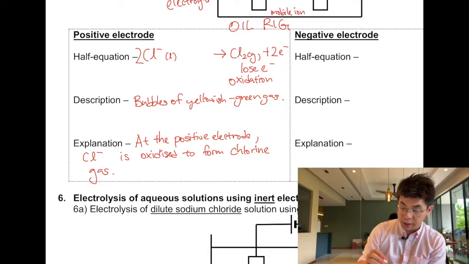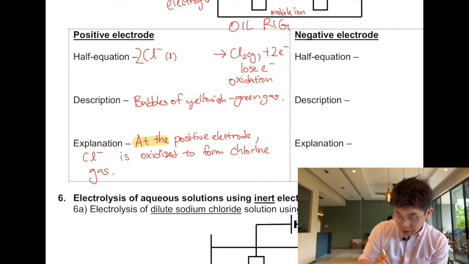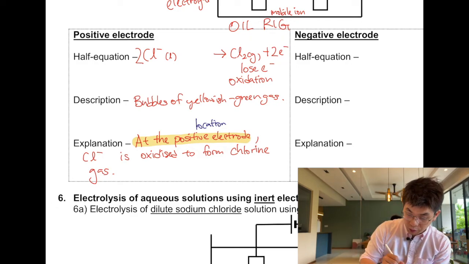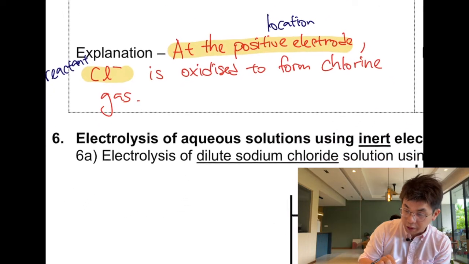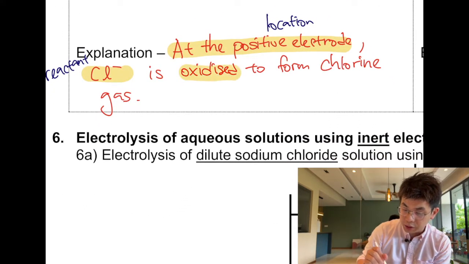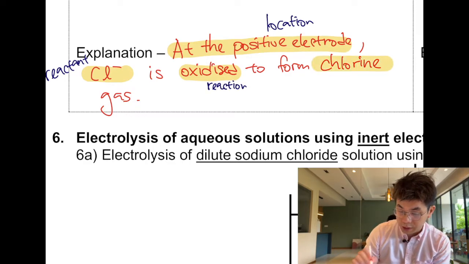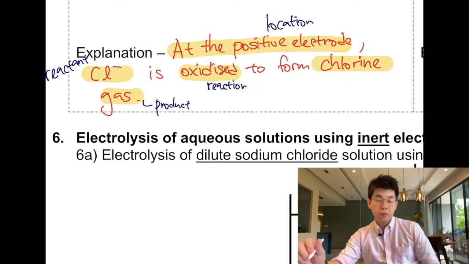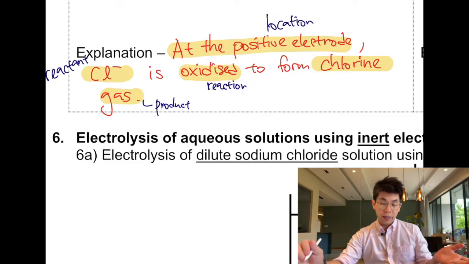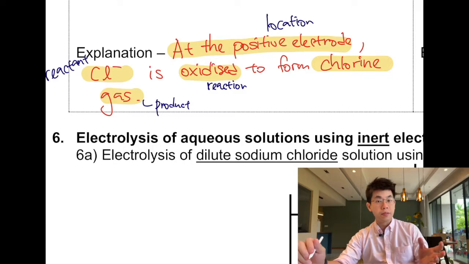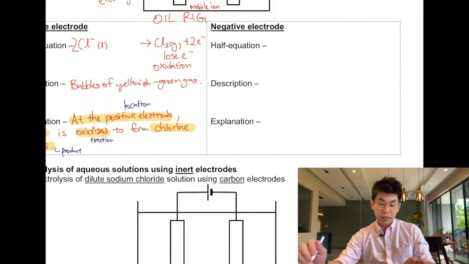So let's look at this. What is important in this? Let's highlight this. This is the location. Let me write in blue. The location, please remember, is at the positive electrode. Then what must we have? We must have the reactant. The reactant is the chloride. What else must we have? We must have the reaction. And then over here, we must have the product. So that's how you explain. At the positive electrode, chloride ion is oxidized to form chlorine gas. Is that okay? Alright, let's look at the other one.